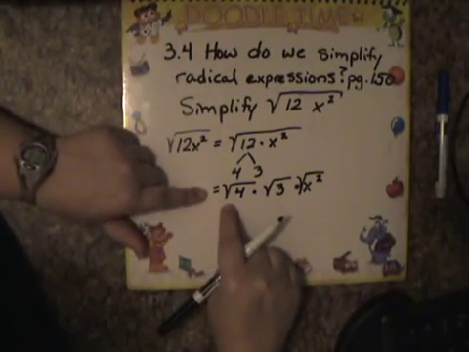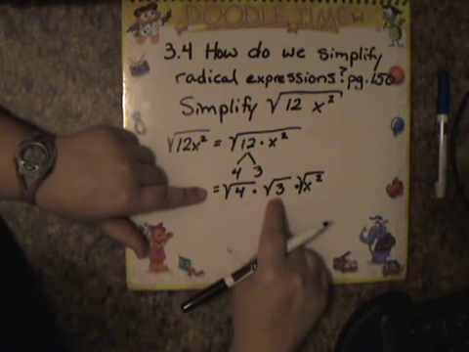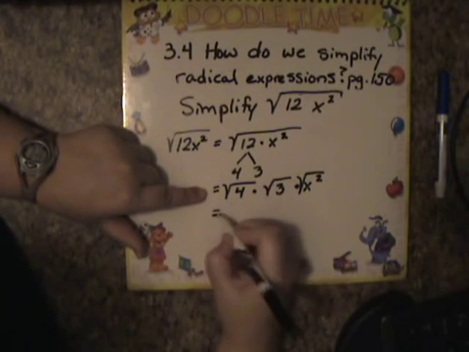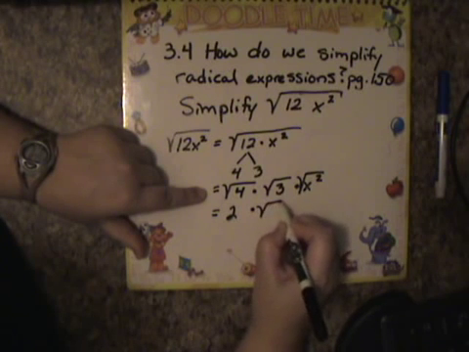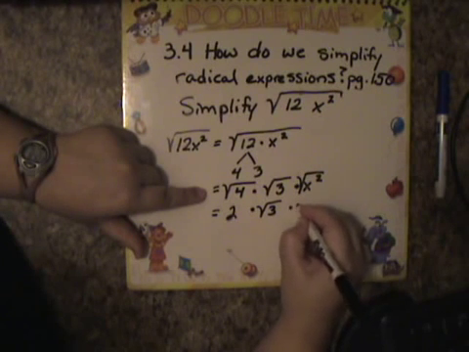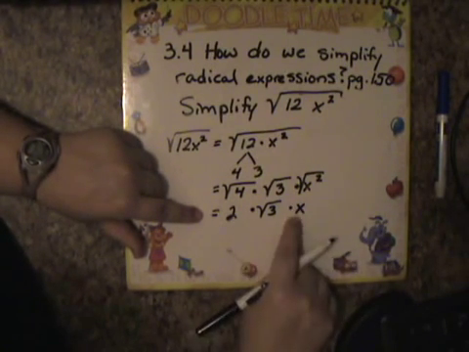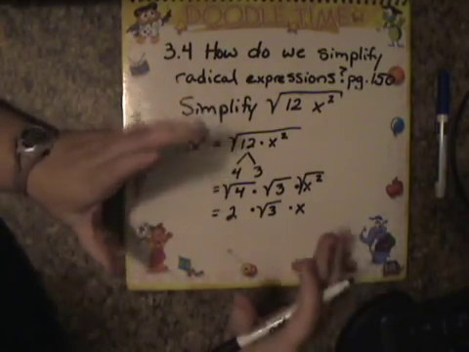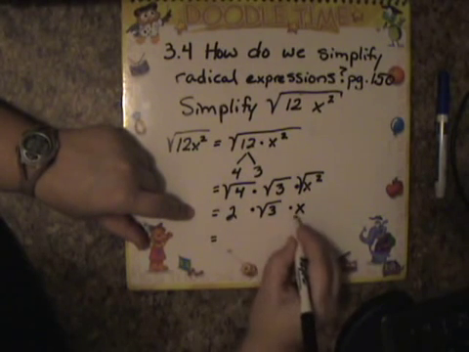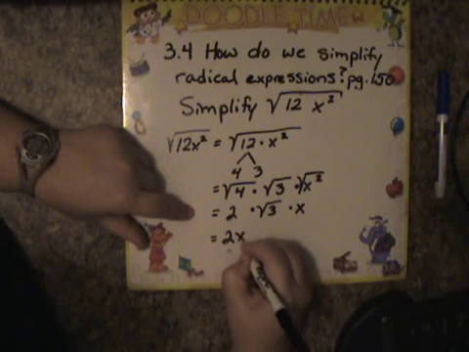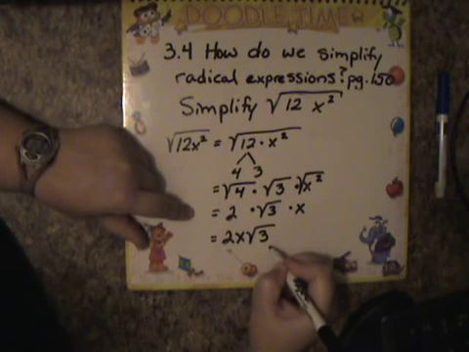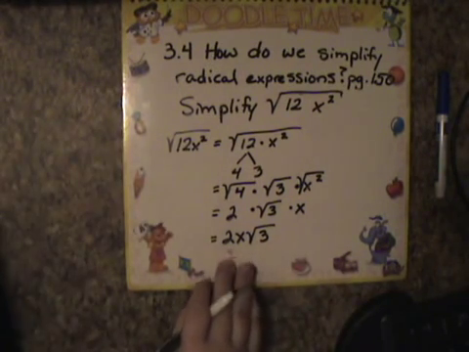At this point, we have the square root of 4 times the square root of 3 times the square root of x squared. The square root of 4 is 2. The square root of 3 remains the square root of 3, but the square root of x squared becomes x. Okay. Now we need to put it in the normal order that we would see it in, and we put our numbers that do not have radicals in front. So the 2x goes in front, and then we leave radical 3. This would be the simplest form for the problem.